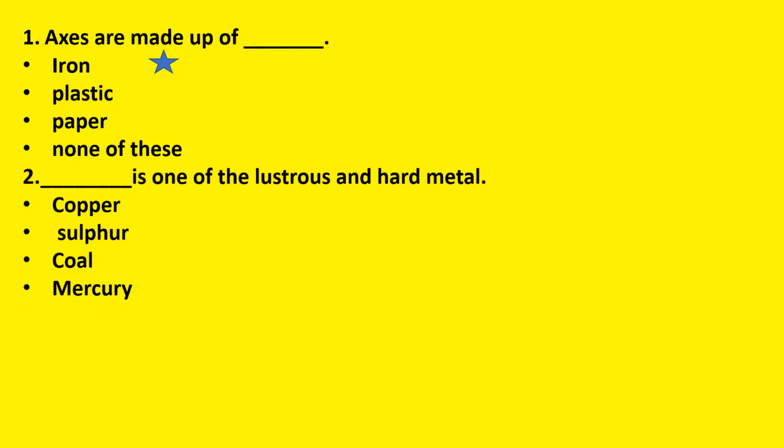Question number 2. Dash is one of the lustrous and hard metal. Lustrous means shiny and hard. So one of the lustrous and hard metal is copper, sulfur, coal, or mercury. So the correct answer here is copper.